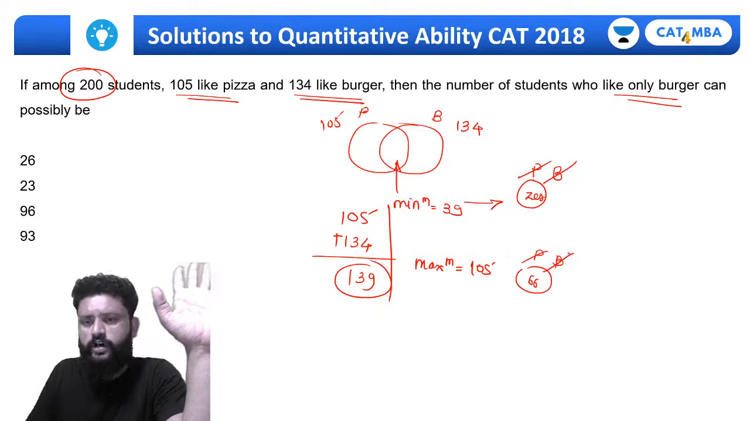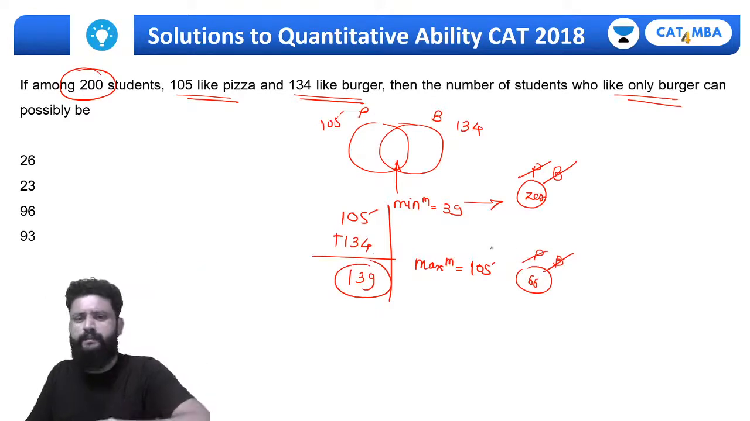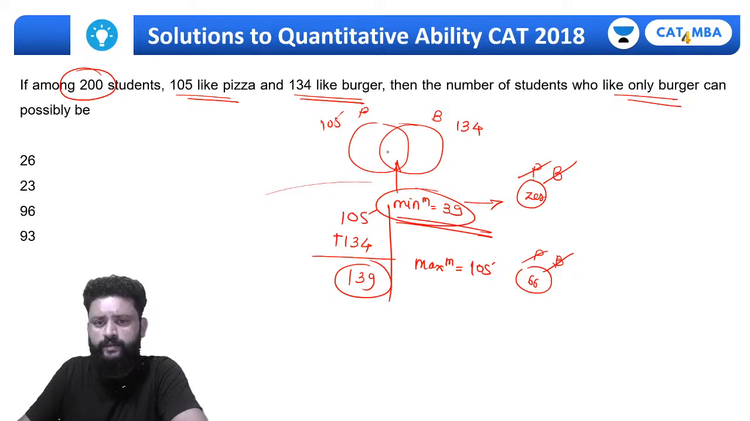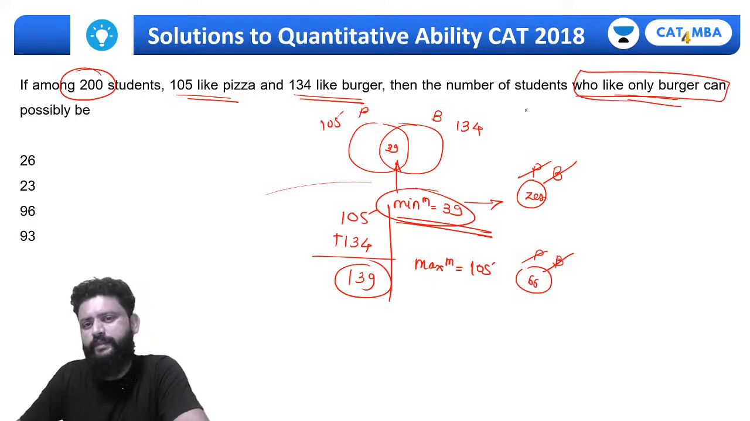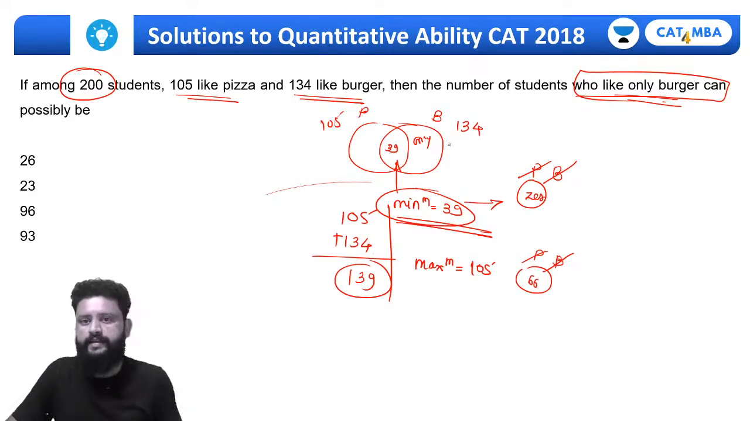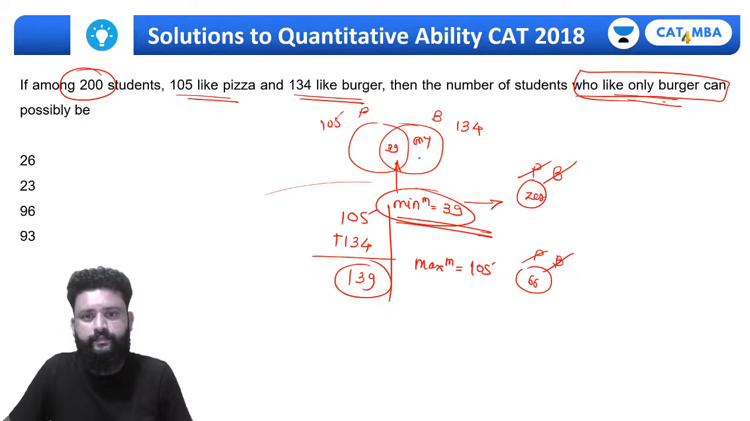So this is the way you can solve. But anyways, let's not get into the minimum maximum. Even if सबको ये भी समझ में आया कि ये minimum 39 होगा, तो यहाँ पे अगर 39 होगा तो हमें क्वेश्चन पूछा है the students who like only burger. Only burger means this part, only burger. तो अगर ये 39 होगा तो इसको मिनिमम कितना होना पड़ेगा 134 minus 39, that can be only 95.